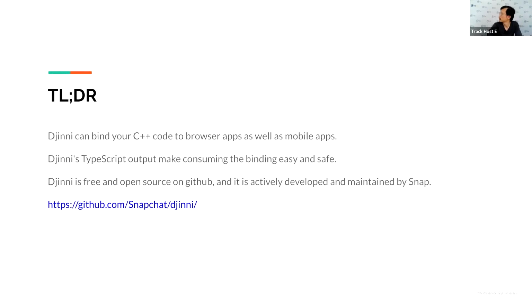Yeah, that's the end of my talk. The TLDR here: Genie can bind your C++ code to browser apps as well as your mobile apps. We have TypeScript output, and that makes consuming them really easy. It is free and open source on GitHub, and it's being actively developed and maintained by Snap.